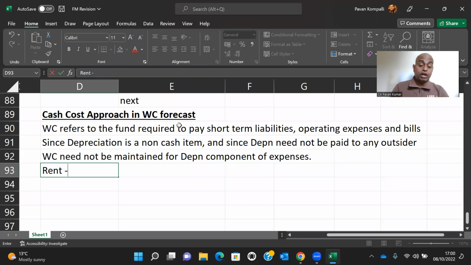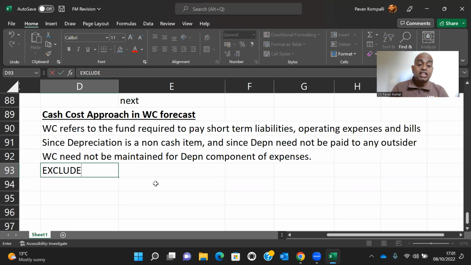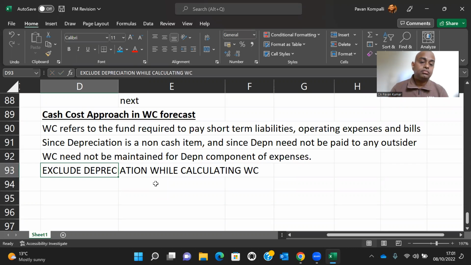Rent I need to pay to outsider. Taxes I need to pay to outsider. Other administrative expenses I need to pay to outsider. Petrol expenses I need to pay. Maintain working capital for what you need to pay. So working capital need not be maintained for depreciation. Therefore, exclude depreciation while calculating working capital. This is called cash cost approach.